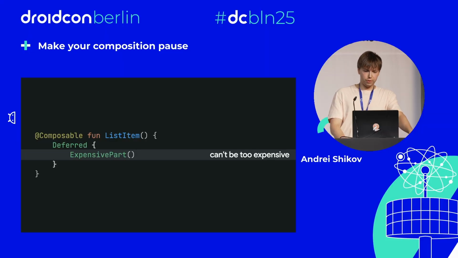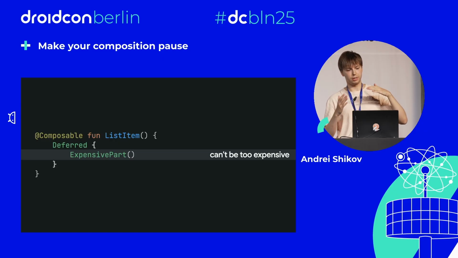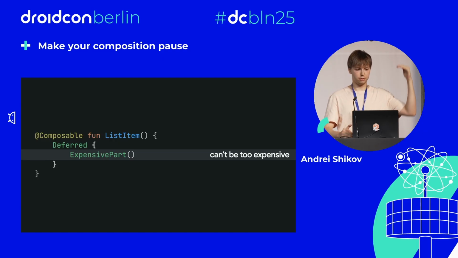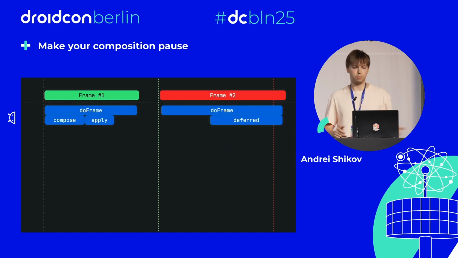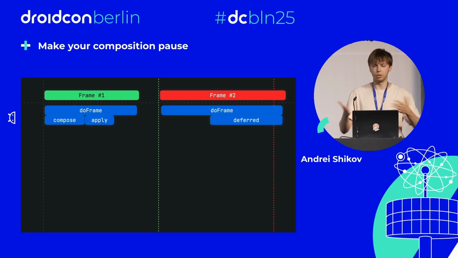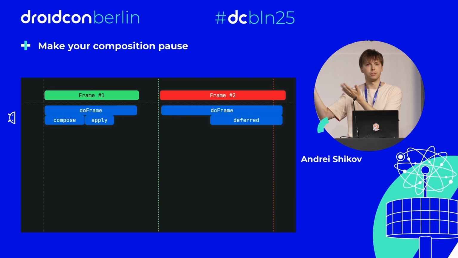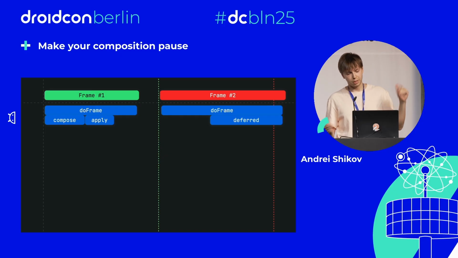The issues with that are that this expensive part can be too expensive, because the only separation point that we have here is this deferred thing. So we can run the list item separately until the deferred part, and then the expensive part separately. If the expensive part is too expensive, we get into situations where we still run out of time, because it's just an uninterruptible function call. When you call a function, you have to wait until it finishes, if it's not a coroutine, obviously. But we're not talking about coroutines here. We're talking about composable functions.